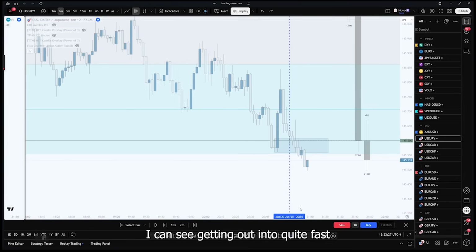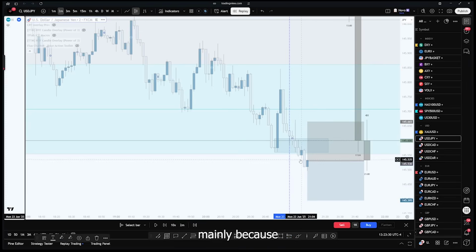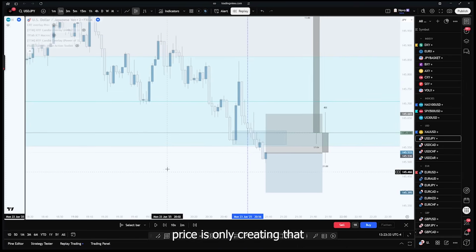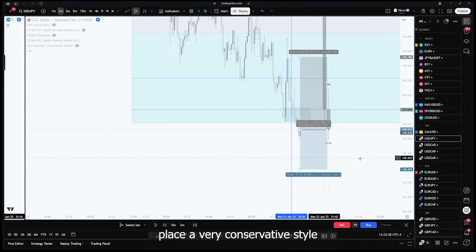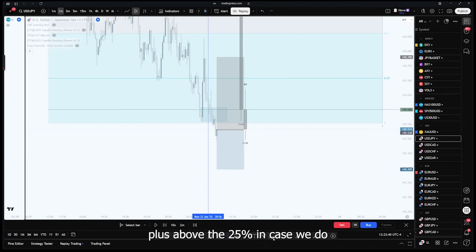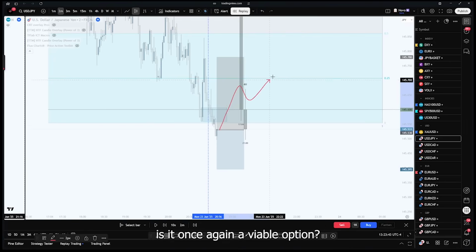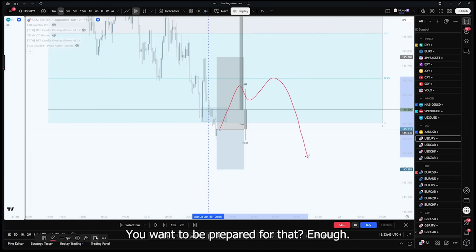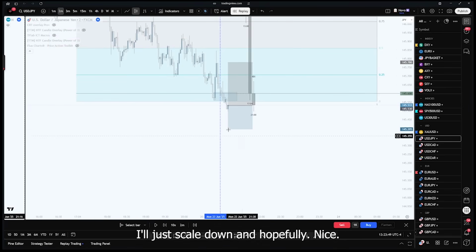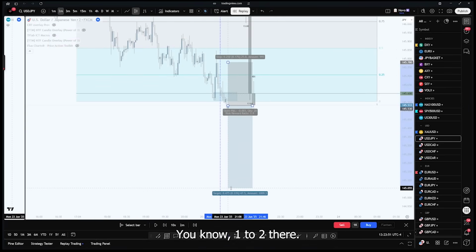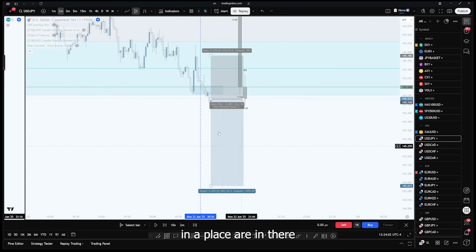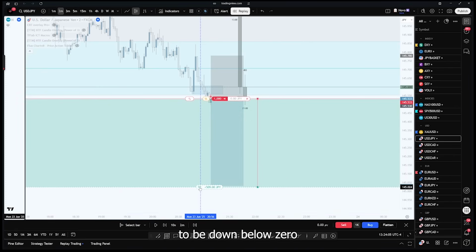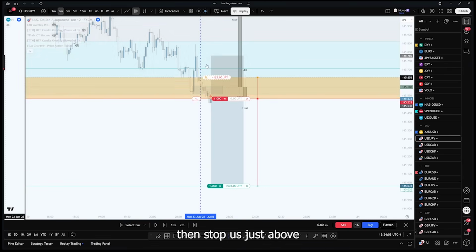And you can see we're getting our entry quite fast into the session, mainly because price is only creating that wick usually within the start of that candle. Now you can see I do place a very conservative stop loss above the 25% in case we do scale up, which is once again a viable option. You want to be prepared for that. And now for my TPs, I'll just scale down and look for a nice little 1 to 2 there. Once again, we can also go a lot more with these because they are continuations. We're going to place our entry there, TP down below here, and then stop loss just above.